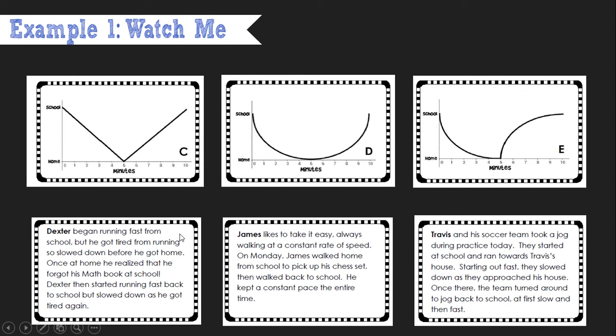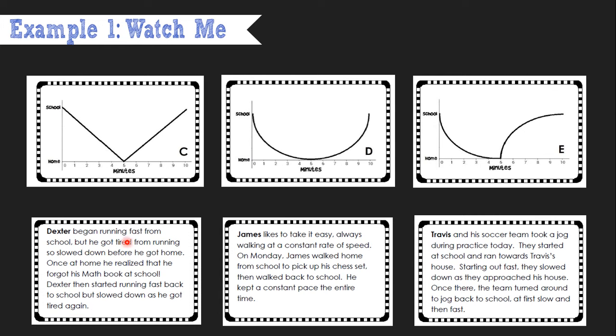It says that Dexter began running fast from school, but he got tired from running, so he slowed down before he got home. Once at home, he realized that he forgot his math book at school. Dexter then started running fast back to school, but slowed down as he got tired again. All right, so Dexter starts out running fast and then slows down as he's running.